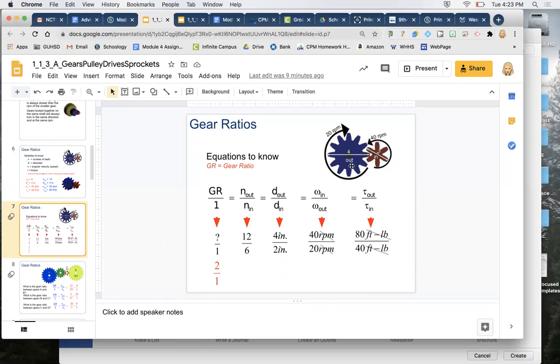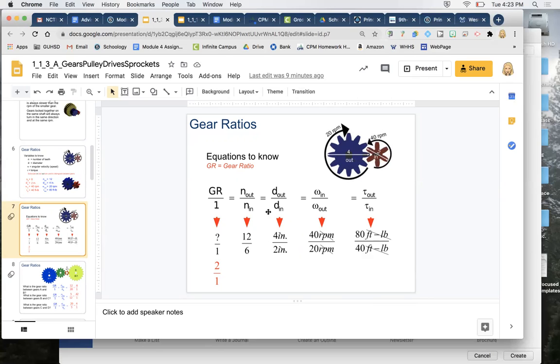So on this one, it looks like what they're doing is they are saying that this is the driver. The smaller gear is the driver, and this one is the one that's spinning. So they're putting their motion on this one, and this is the driven gear.